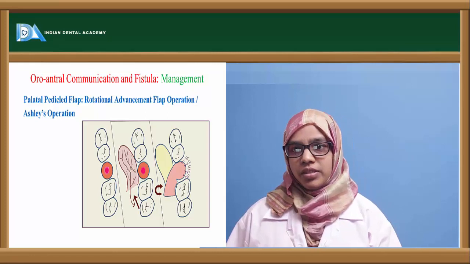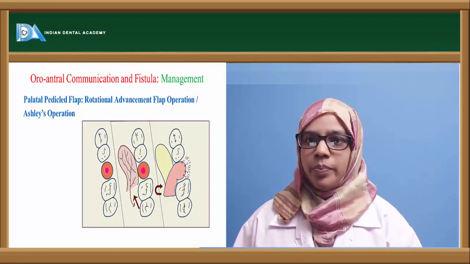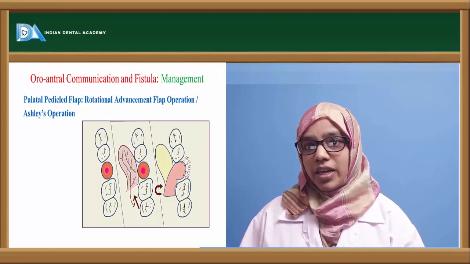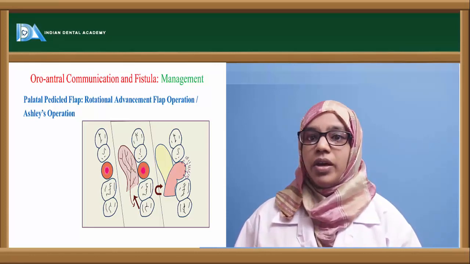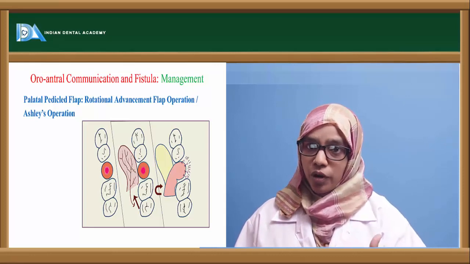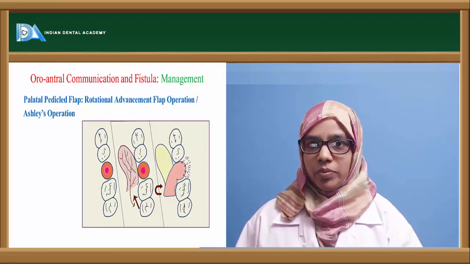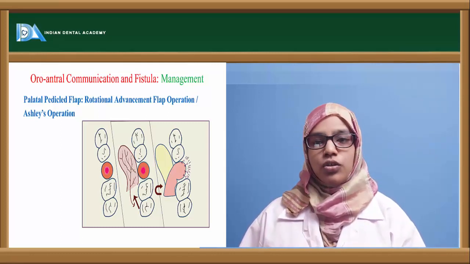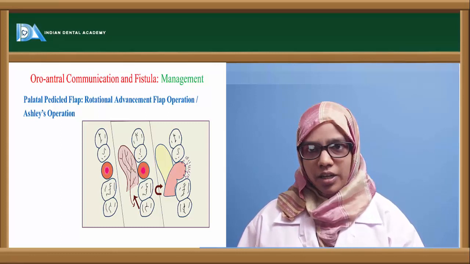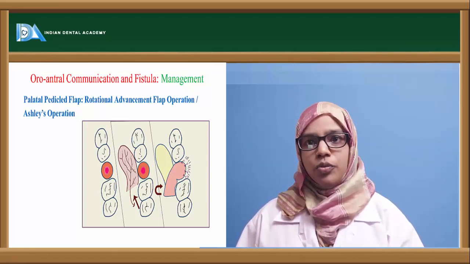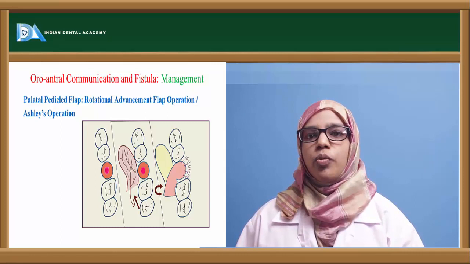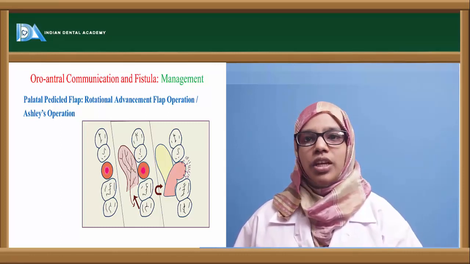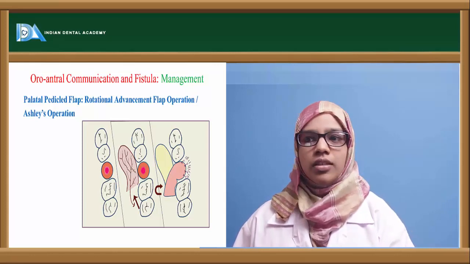Now to overcome this, Ashley has put forward a palatal rotation flap. As we are aware, the greater palatine artery arises from the greater palatine foramen and it moves from the second molar anteriorly into the hard palate, just in between the midline and the attached gingiva of the palate. So this portion of the hard palate is required to move. So we raise a complete mucoperiosteal flap based on this greater palatine artery and rotate it to cover the fistula, as you can see in the diagram.